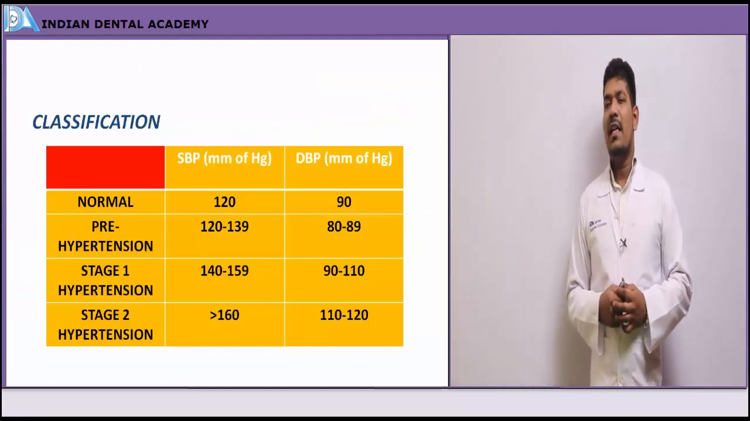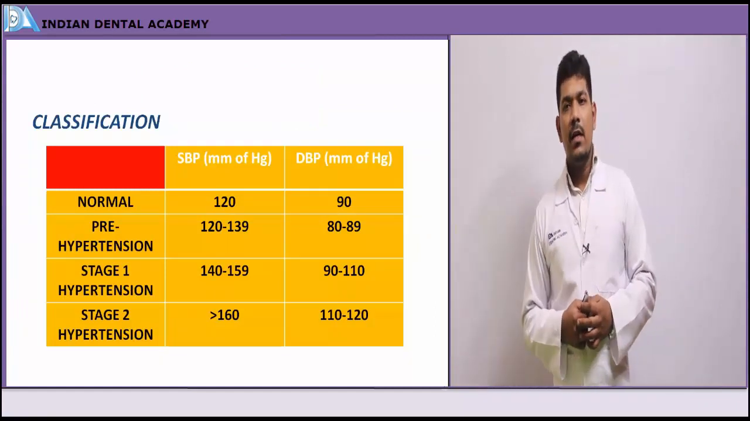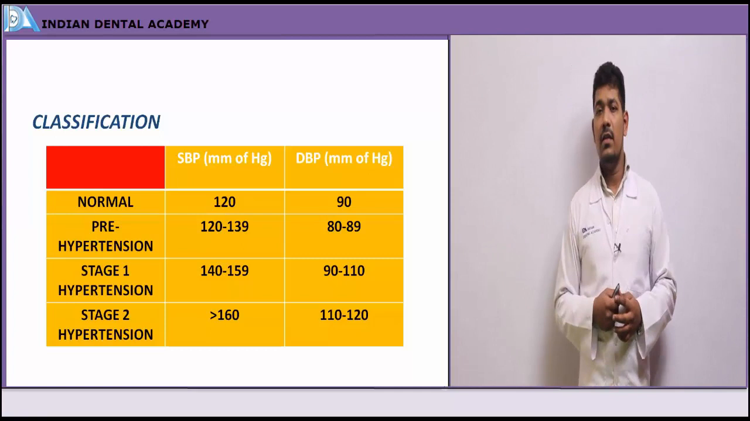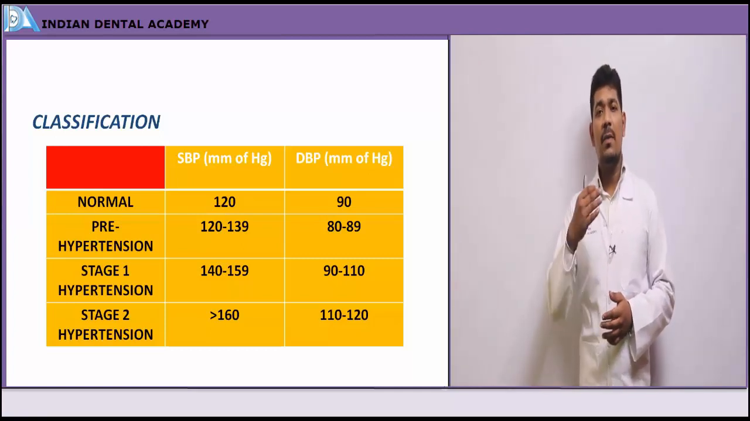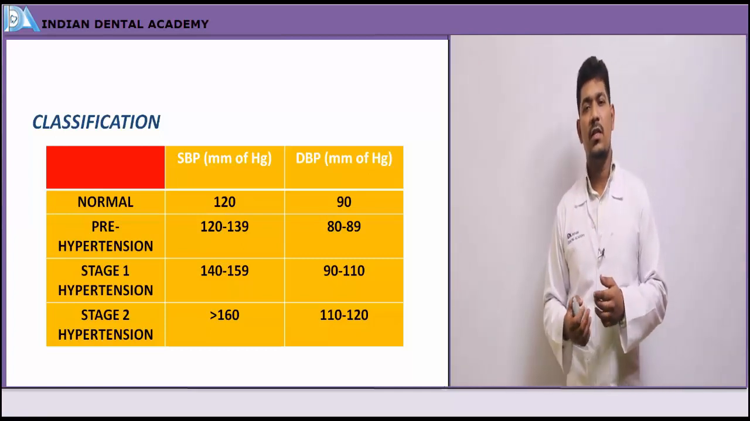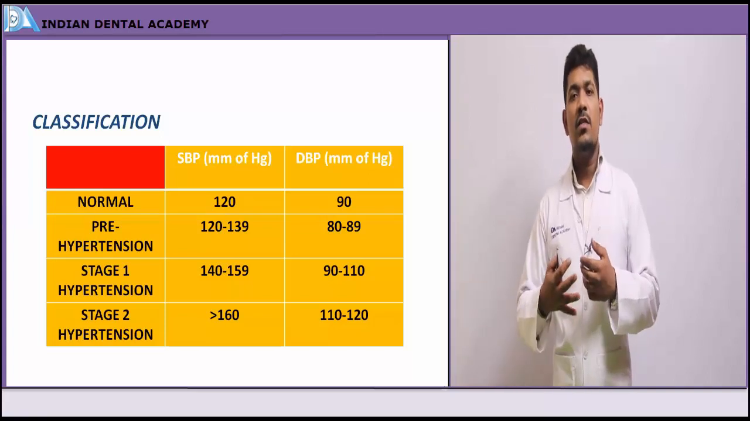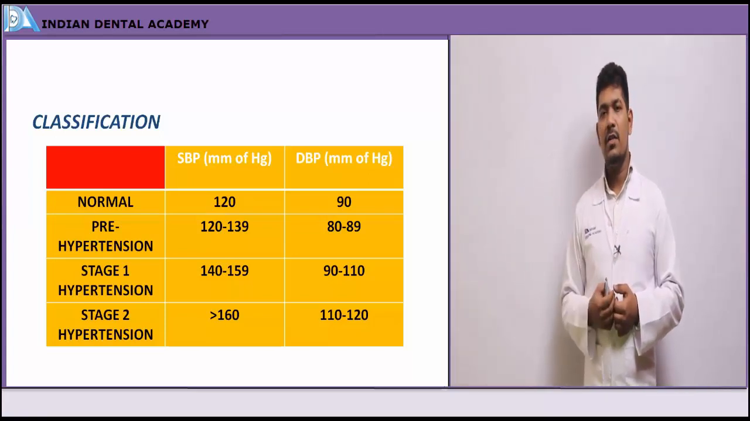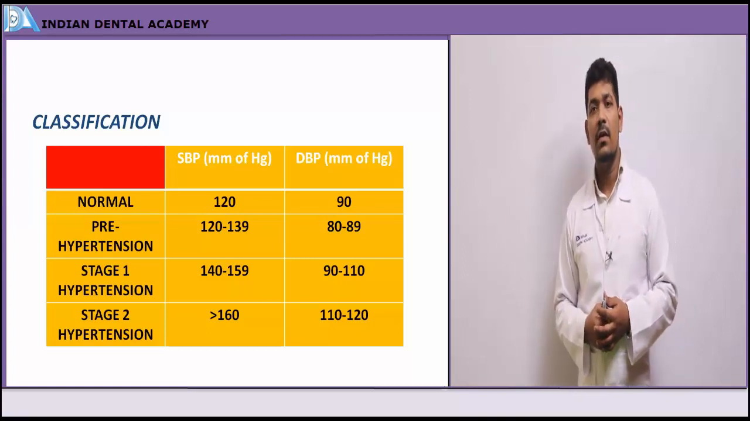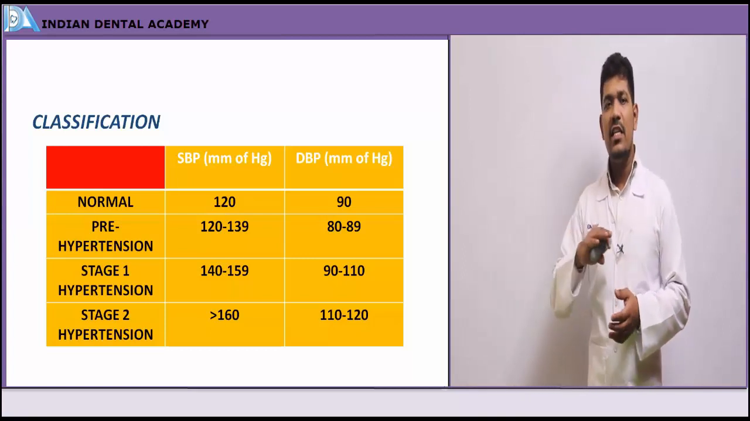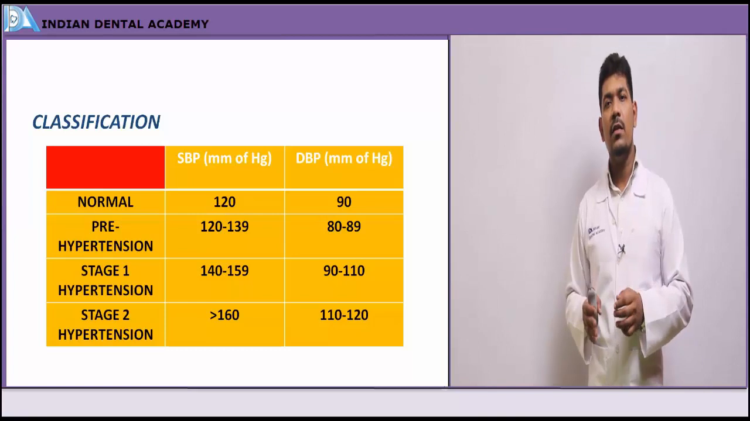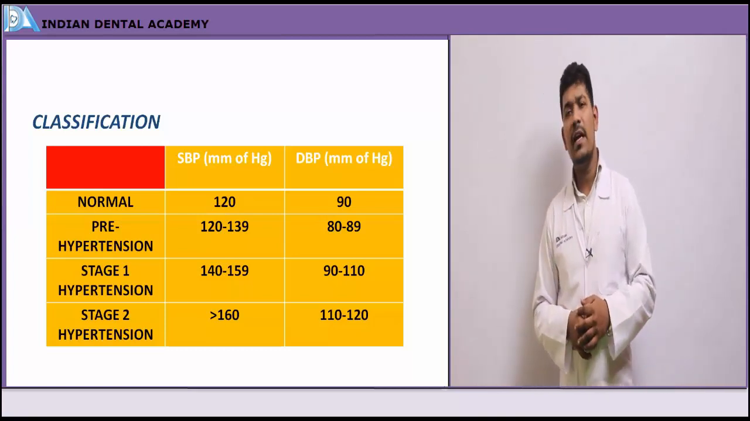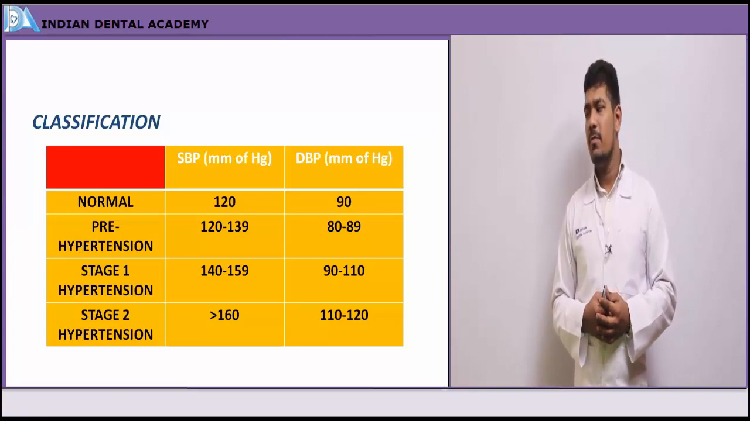Moving over to the classification given by the American Dental Association as well as Burkitt's textbook of oral medicine, hypertension is divided into 3 groups: pre-hypertension, stage 1 hypertension and stage 2 hypertension. In pre-hypertension, as you can see in the graph, the SBP ranges from 120 to 139 millimeters of mercury, whereas the DBP ranges from 80 to 89 millimeters of mercury.